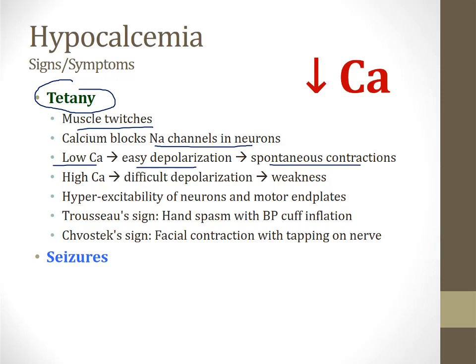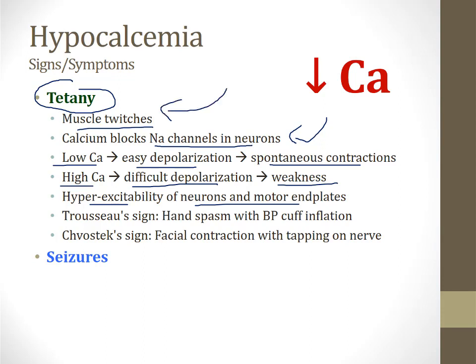And just to go back to hypercalcemia, when you have high calcium, this leads to difficult depolarization of neurons by this same mechanism right here, and that's why you get weakness in hypercalcemia. So in the setting of hypocalcemia, what you have is hyperexcitability of neurons and motor end plates, and that leads to muscle twitching or tetany.